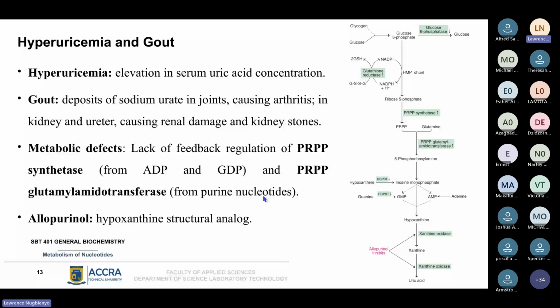The deposition of these sodium salts of uric acid in the soft tissues, that's the cartilages in the joints, will result in goutic arthritis, causing inflammation in the joints, which can cause pain in the joints, a condition normally referred to as gout.